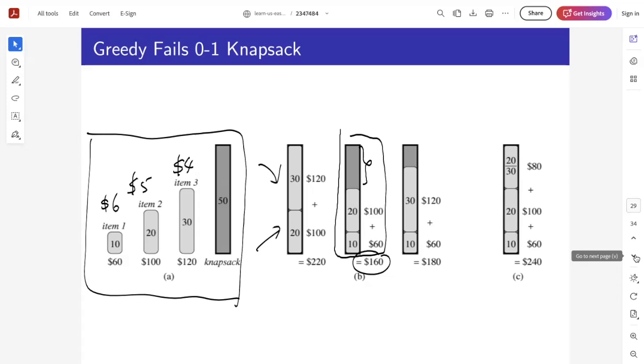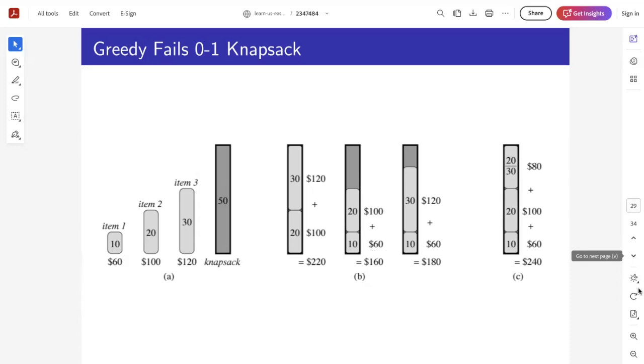So the take-home message is this: for some problems the greedy algorithm may not work, and for 0-1 knapsack, although the greedy algorithm doesn't work, the dynamic programming technique works. So that is the take-home message, that the greedy algorithm doesn't always work, although dynamic programming works.